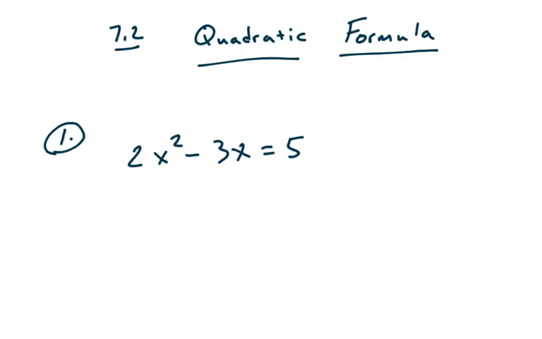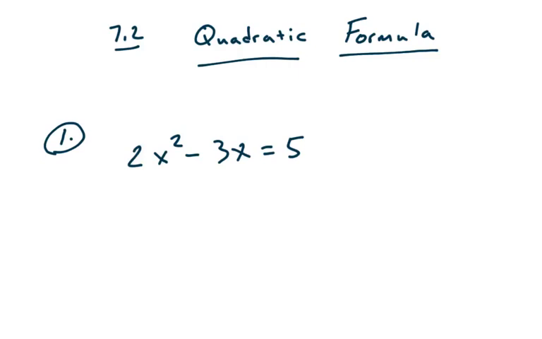So today we're going to talk about the famous quadratic formula. But first, let's look at question number 1, and let's see if we can figure out what to do here. The question is asking us, how do we solve 2x squared minus 3x equals 5, figure out what x is equal to.